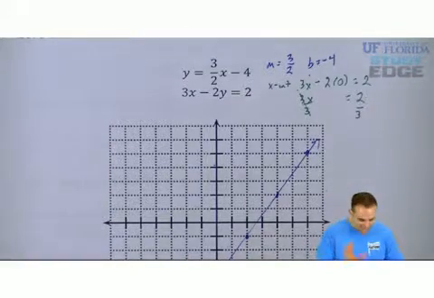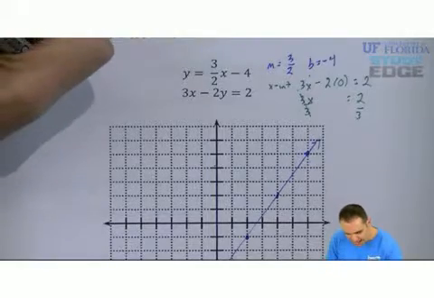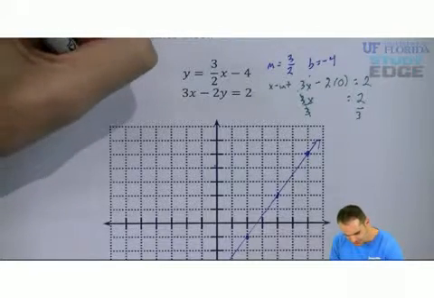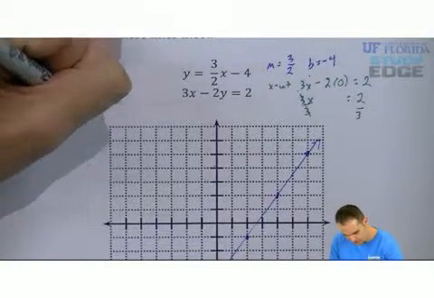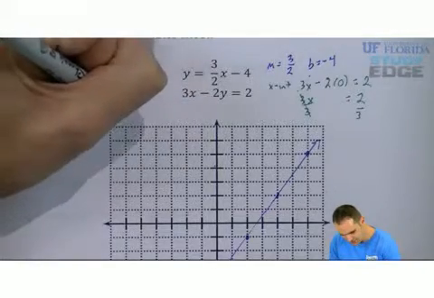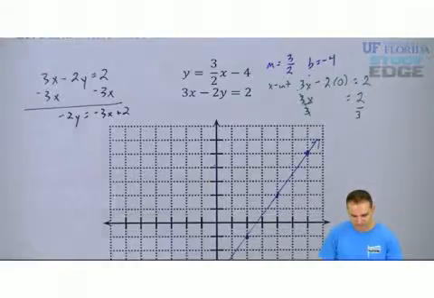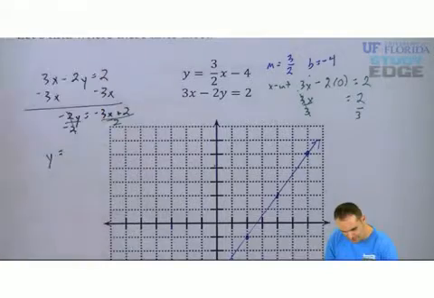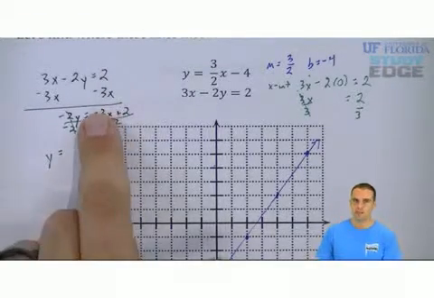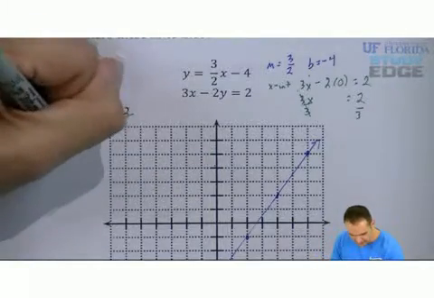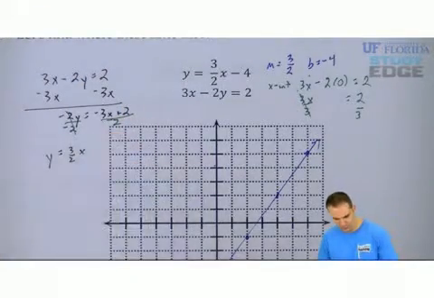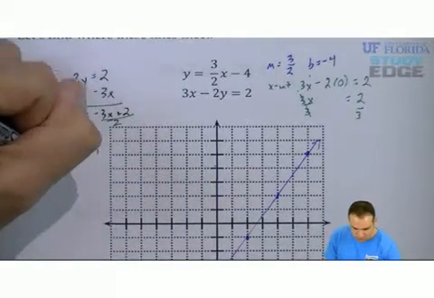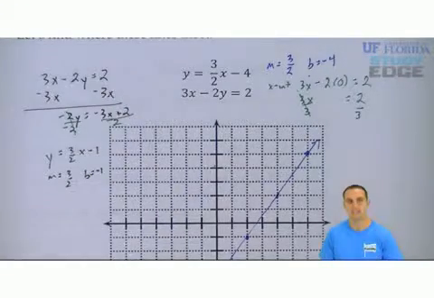So on the left-hand side here, now this is what I want you to write. We have 3x minus 2y equal to 2. I'm going to subtract 3x from both sides. Negative 2y equals negative 3x plus 2. Then I'll divide both sides by negative 2. And the negative 2s simplify. Remember, you divide everything by negative 2. Negative 3 over negative 2 is a positive 3/2 x. Positive 2 over negative 2 is minus 1. And this line has a slope of 3/2 and a y-intercept of negative 1.